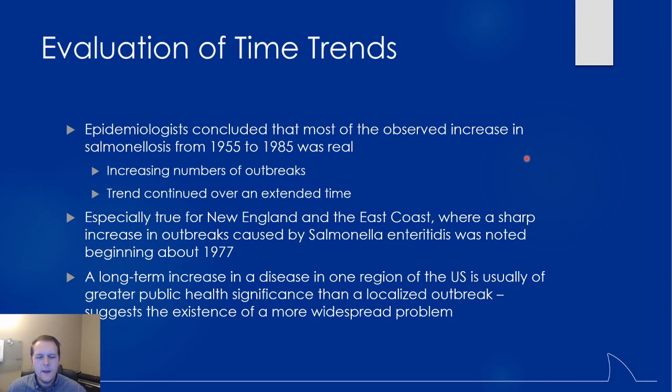And so what the epidemiologists, by looking at those trends, were noticing is that going from 1955 to 85, that increase was certainly real. It was due to an increasing number of outbreaks, and they saw that trend extended for a long period of time. And then they could even base it off of the different locations. For instance, in New England and the East Coast, a sharp increase of outbreaks was noticed beginning about 1977, right? And so it could be related to the types of foods that are eaten there. It could be related to environmental factors. It could be a lot of things there.